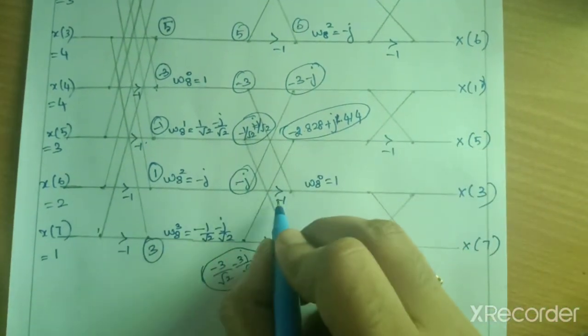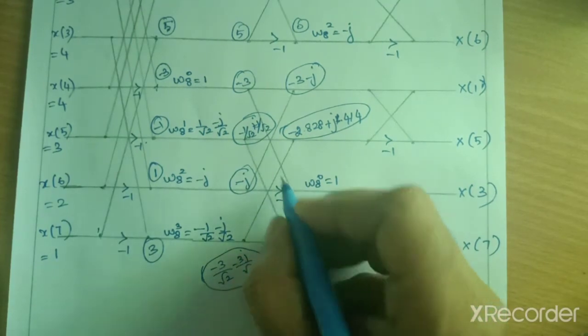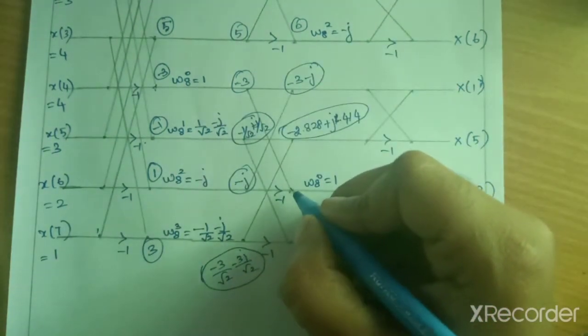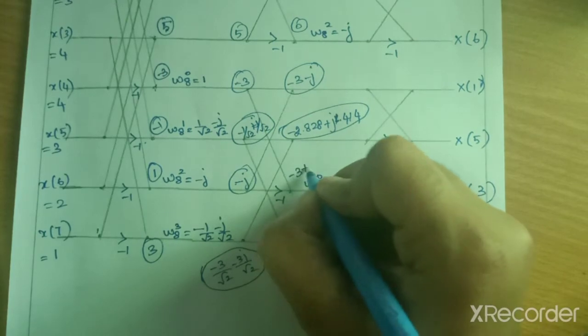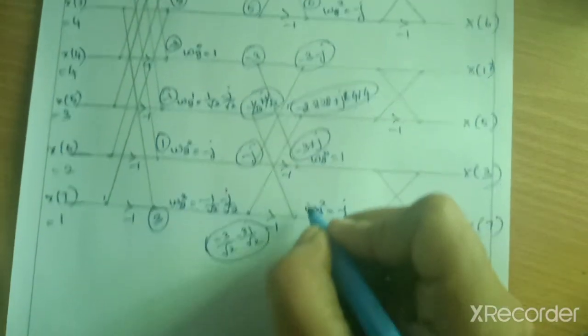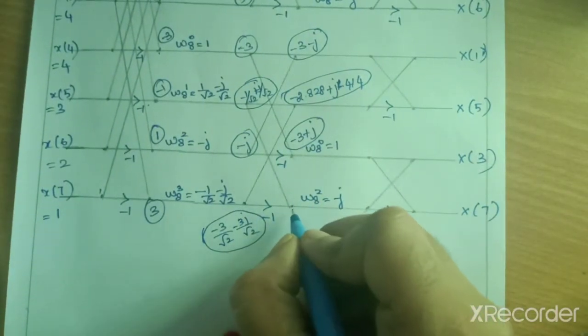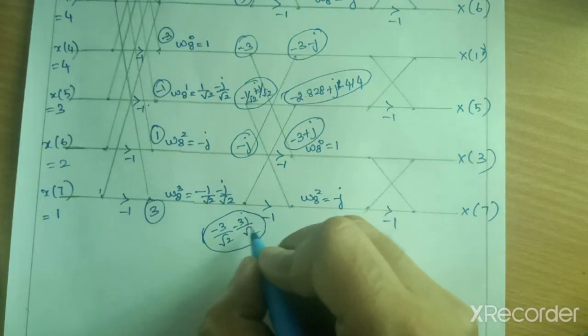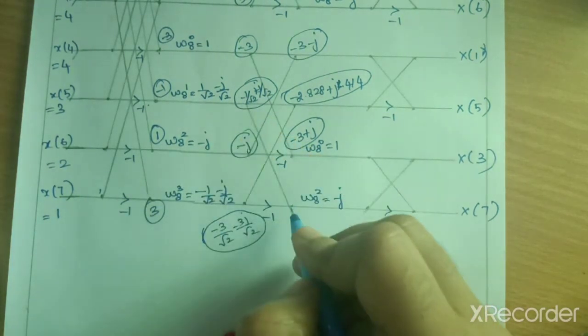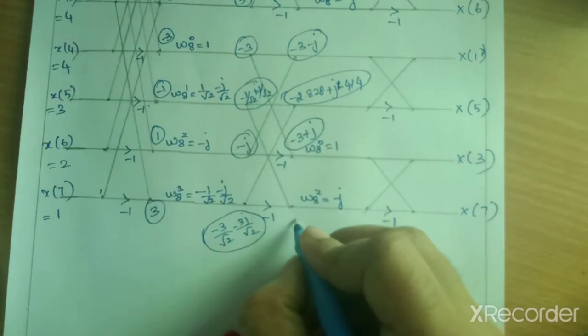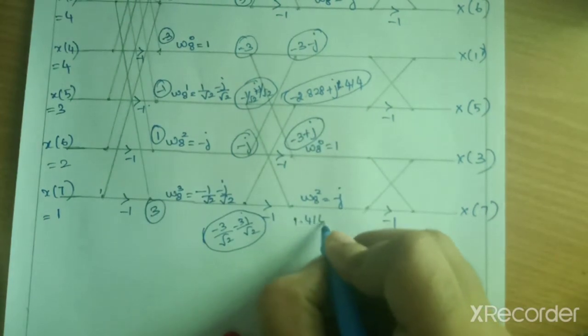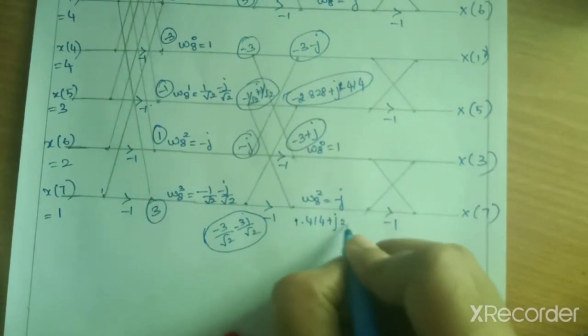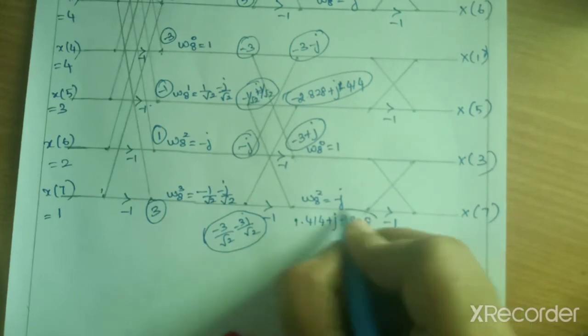So next here we have plus j and also in 3. So minus 3 plus j. So next here we have minus 3 by root 2 minus 3j by root 2. With calculating this value, we can get the answer as 1.414 plus j 2.828.